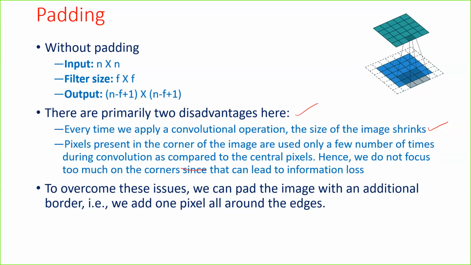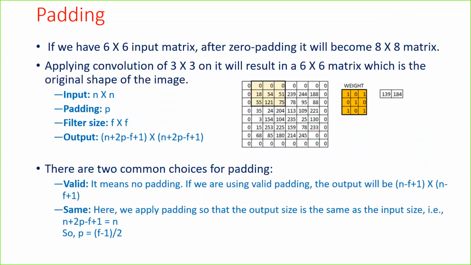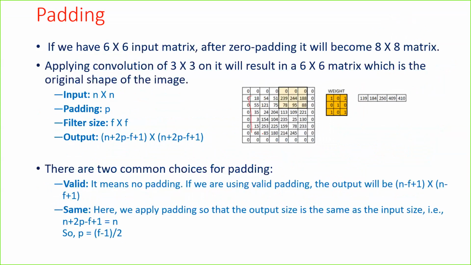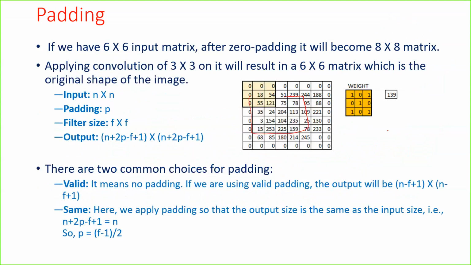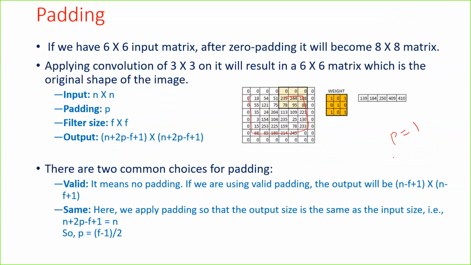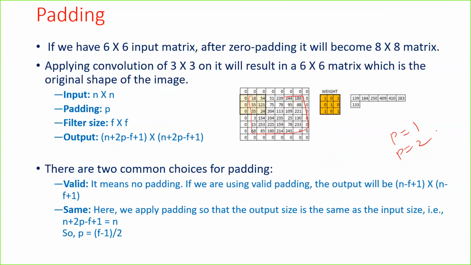To overcome these issues, we can pad the image with an additional border. It means we can add an additional pixel all around the edges, as you see on the right side here. So this is the original image, and now you are applying an additional border of zeros. If the padding size is 1, we add one border. If the padding size is 2, we add 2 borders, and so on, right?